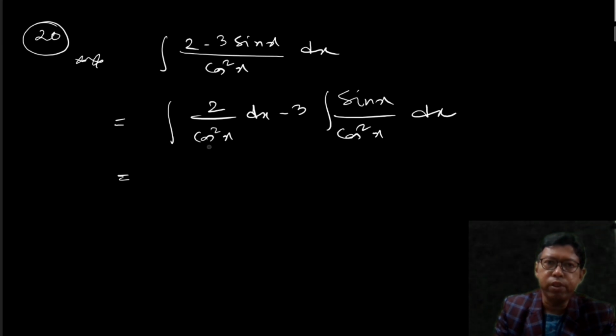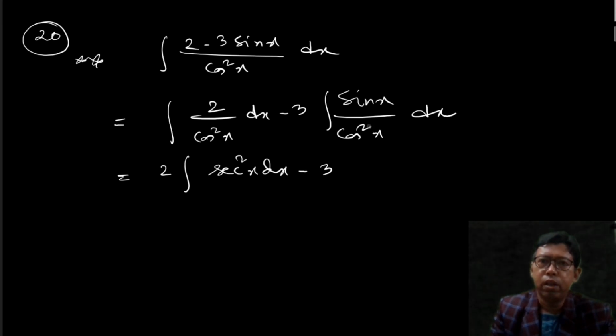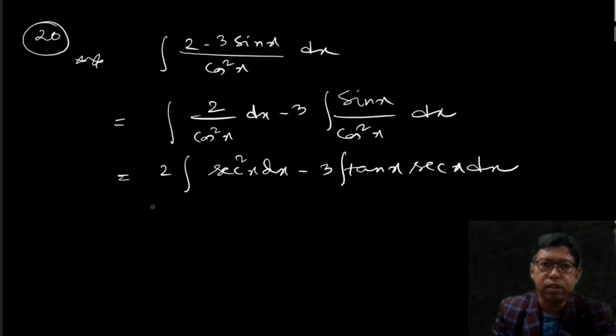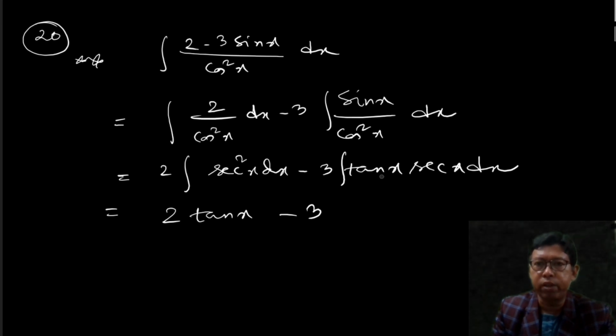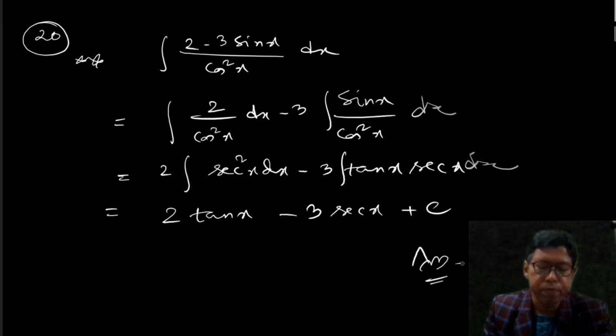So what is this? 2 is a constant, it is outside of the integration, and this is sec square x dx minus 3 times, and it is sin x divided by cos square x. One part is sin x by cos x, that will be tan x, and another part is 1 by cos x, means your sec x. Integration of tan x sec x dx. So what is the integration of sec square x? As you know, it is tan x, and integration of sec x into tan x, or tan x into sec x, it is sec x, and the arbitrary constant, the integration constant is c.